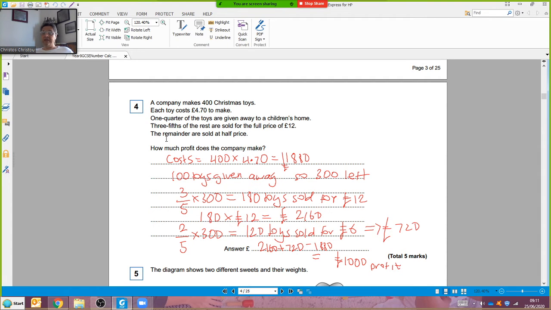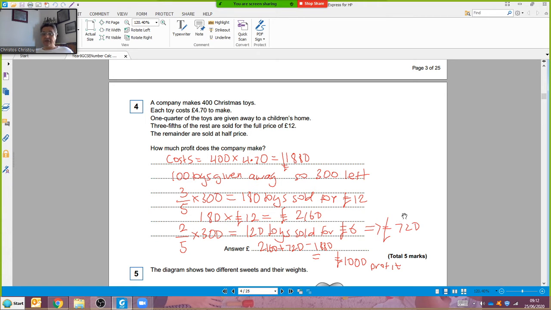The remainder, this is hard, too many words. The remainder are sold at half price. The remainder of what? Well, I've just sold 3/5 at full price. The remainder must be 2/5 of the 300, and they will get sold not for £12 but for £6. So 2/5 of 300 comes to 120 using a calculator, and 6 times 120 comes to £720.